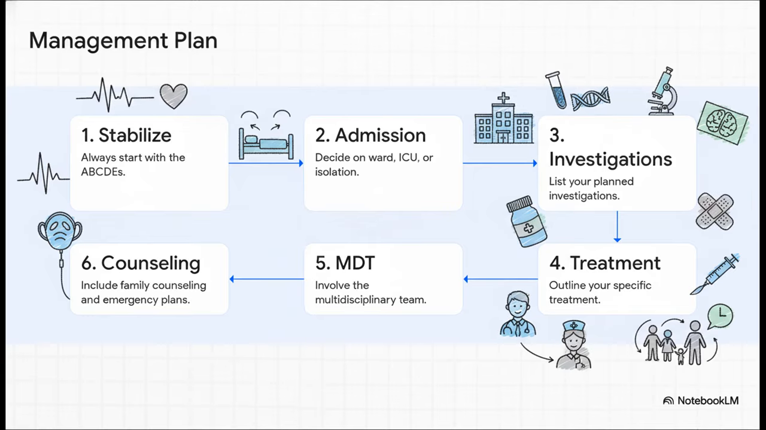And this is not something you just make up on the fly. You use a structure every time. You start with immediate stabilization, your ABCDEs. Then you decide on admission. Does this patient need to be on the ward, in the ICU, maybe in isolation? Next, you list out your investigations, and you follow that with your treatment plan. And crucially, don't forget to mention involving the multidisciplinary team. And finally, you wrap up with counseling for the family and any emergency plans they might need. That is a comprehensive, safe, and very high-scoring plan.